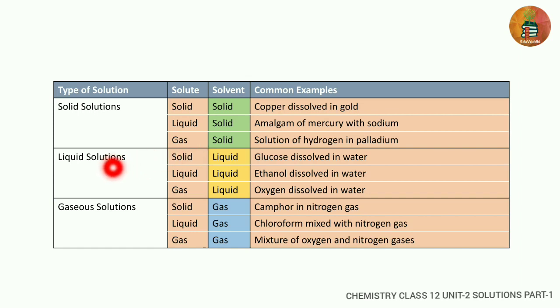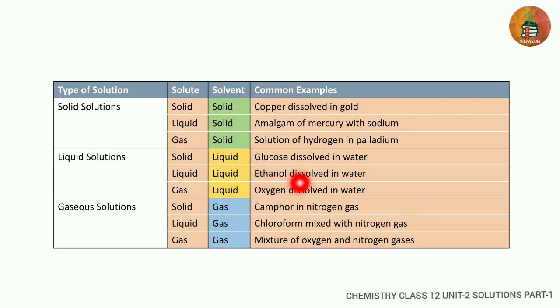Next comes a liquid solution. As the name tells, we will keep the solvent always as liquid. We will change only the solute into solid, liquid or gas. So for liquid solution, the first type, where the solute is solid and the solvent is liquid, we will take the example of glucose dissolved in water. We know that glucose is a solid, so it will act as solute, and water is a liquid, it will act as solvent. For the second type, we will take the solute as liquid and the solvent also a liquid.